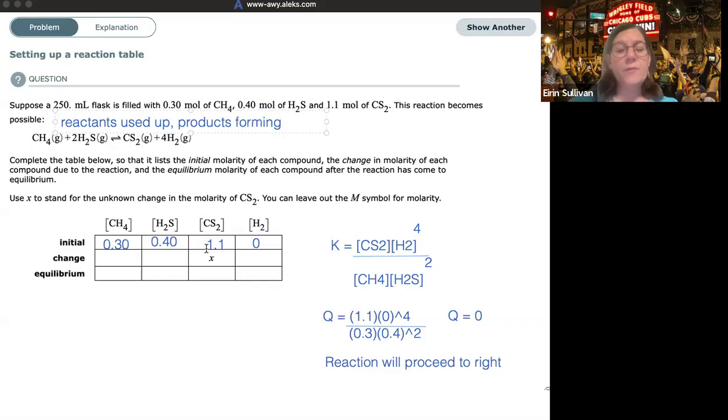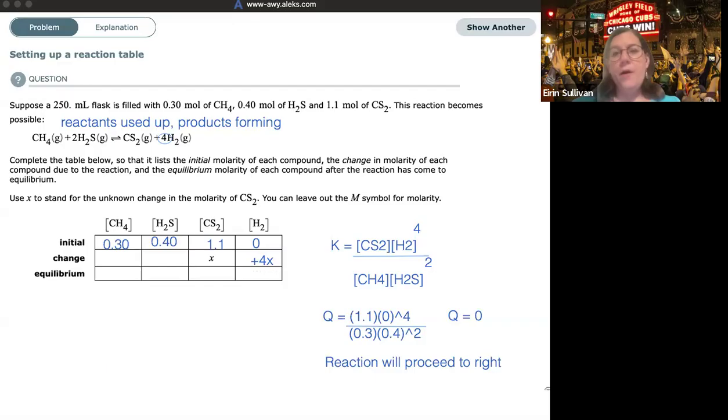So the change in the number of moles of carbon disulfide will be plus X because its stoichiometric coefficient is 1 in the balanced chemical equation. If we look at the equation, for every 1 mole of carbon disulfide, we're making 4 moles of hydrogen. That relationship we must reflect in the change row. So this will be plus 4x for the change in the number of moles of hydrogen.